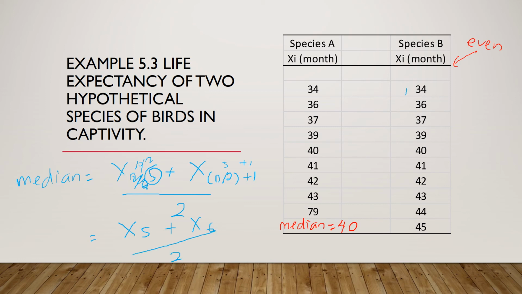x5, counting 1, 2, 3, 4, 5, is 40, plus x number 6, which is 41. So this is divided by 2. 40 plus 41 is 81, divided by 2 equals 40.5. So the median for this sample will be 40.5, somewhere in the middle here.